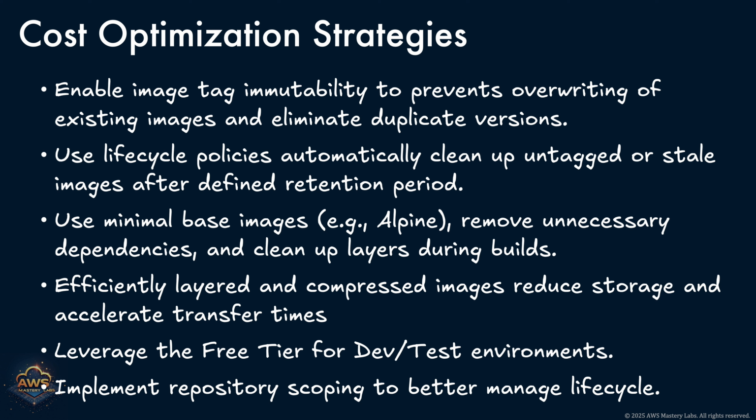If you're working on dev or test workloads, leverage the free tier. With 500 megabytes of free private storage per month for the first 12 months, it's perfect for experimentation and early-stage development. Organizing your repositories with clear scoping, such as separate repositories for dev, staging, and prod, gives you more control over retention policies and helps prevent cost leakage. Lastly, stay informed. Use AWS Cost Explorer and budgets to monitor your usage, set alerts, and forecast costs based on historical trends. This visibility lets you course correct before costs become a problem.